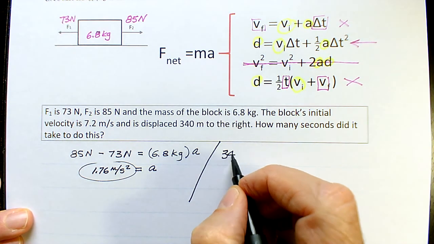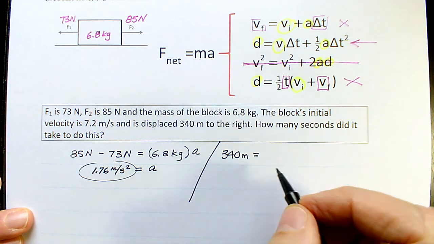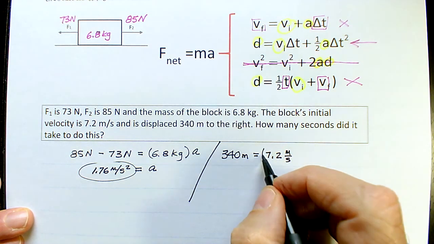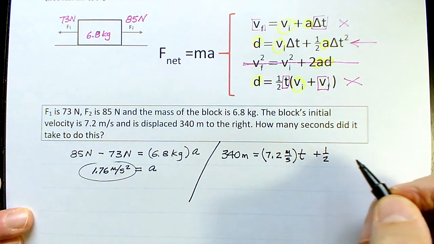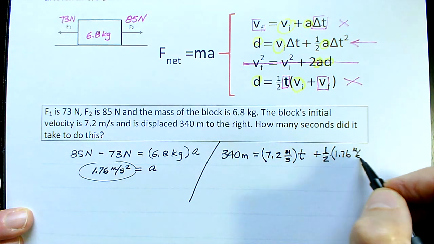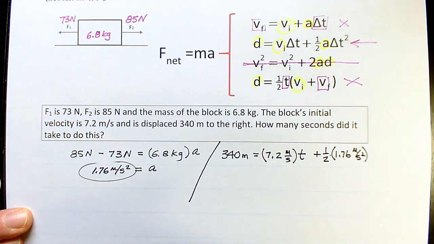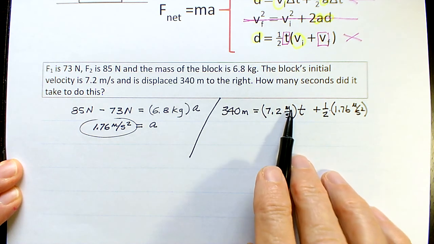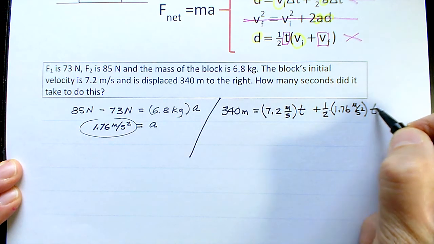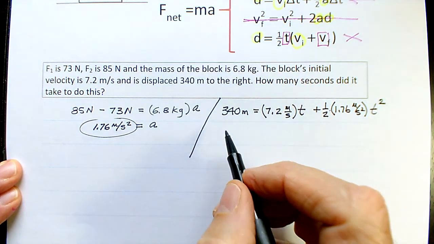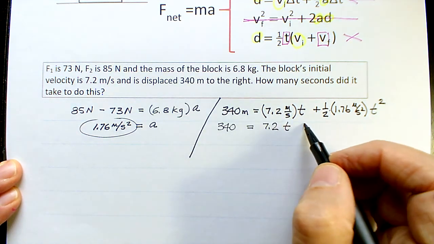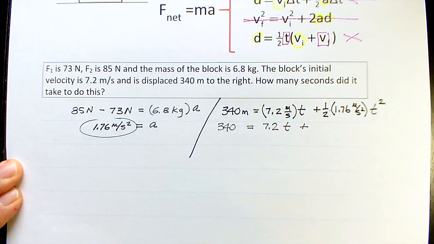Alright, so plugging in 340 meters for distance equals 7.2, and again I'm assuming that's to the right because it is positive, times time, plus 1/2 times 1.76. Usually by now I've dropped the units in the interest of clarity, because one of the first things young people have trouble with is distinguishing between the variables and the units, and sometimes they just all run together and all they see is a bunch of letters. So t squared. I've also dropped the delta because it's not really important. Okay, so 7.2t plus, and I'm going to go ahead and take half of 1.76. I get 0.88.